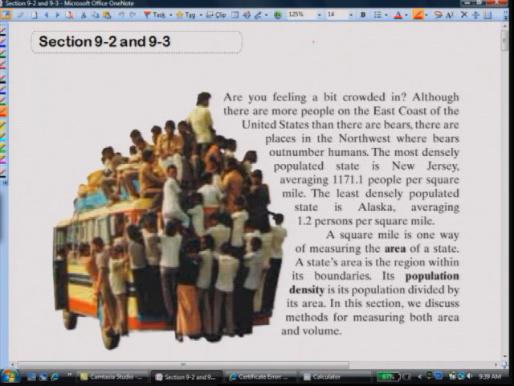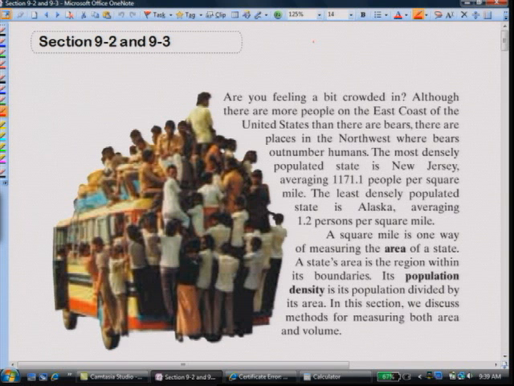9.2 and 9.3, and we're going to be talking about area, volume, and capacity. This is just a little warm-up that I took from the book. It says, are you feeling a bit crowded in? Although there are more people on the east coast of the United States than there are bears, there are places in the Northwest where bears outnumber humans.